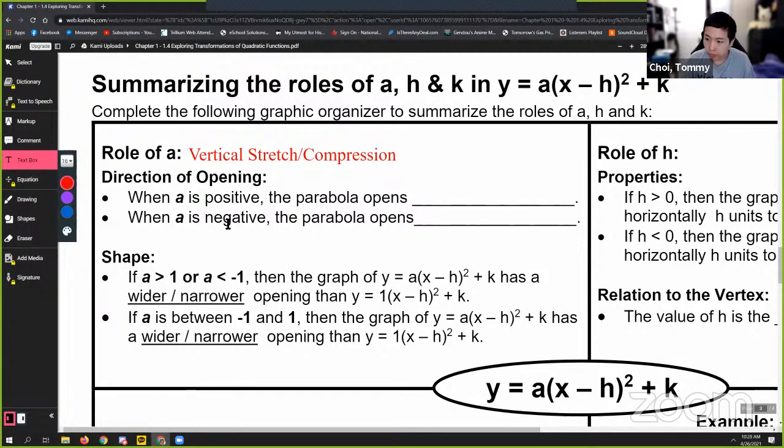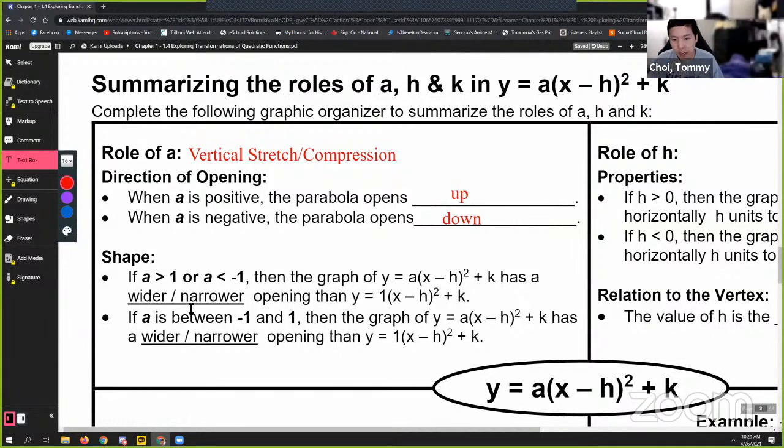So the direction of opening: when a is positive, the parabola opens up. And if a is negative, the parabola opens down. Those are the two concepts that we learned today. You already learned that last year as well, right? Understanding whether a parabola opens up or down. This should just be review, just looking at the very first value of your equation. Is it positive or negative?